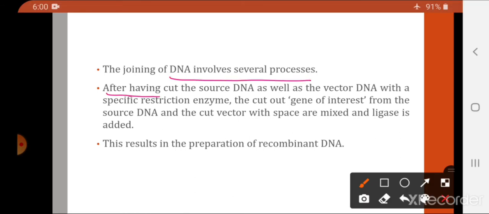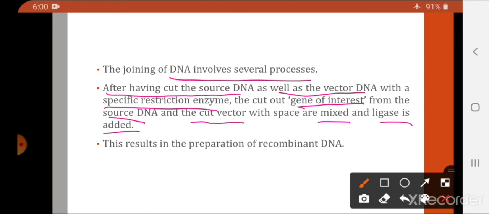After having cut the source DNA as well as the vector with a specific restriction enzyme, the cutout gene of interest from the source DNA and cut vector with space are mixed and ligase is added. अभी हमने क्या किया? पहले स्टेप में वेक्टर को भी रेस्ट्रिक्शन एंजाइम से कट किया एंड जीन ऑफ इंटरेस्ट को भी पर्टिकुलर रेस्ट्रिक्शन एंजाइम से कट किया. नाउ आफ्टर कटिंग विद द रेस्ट्रिक्शन एंजाइम्स क्या करना है?